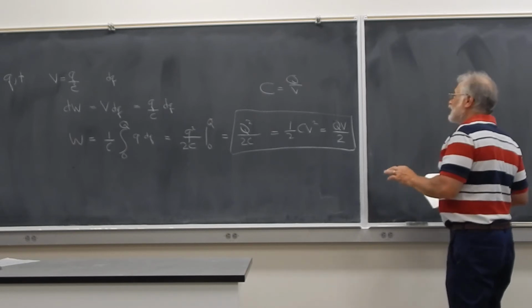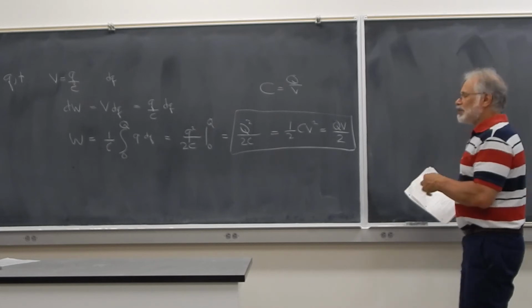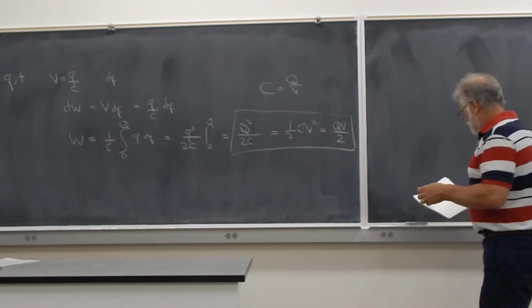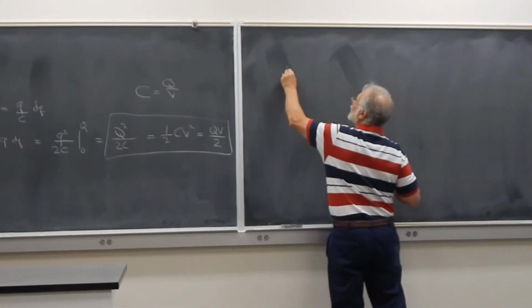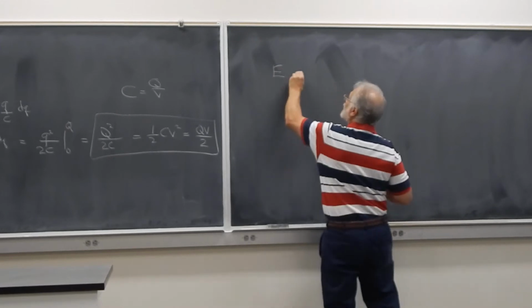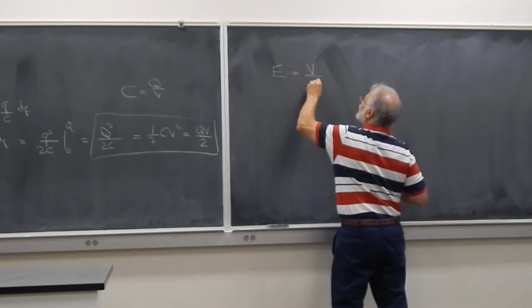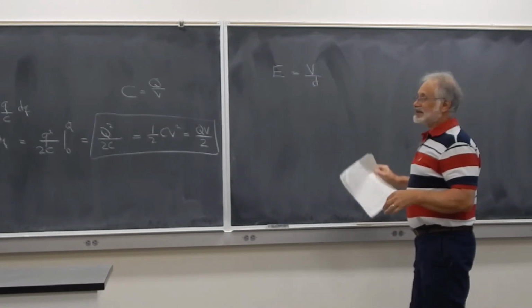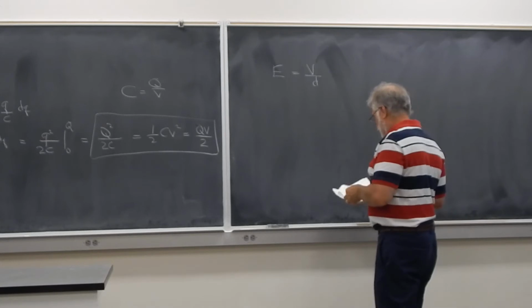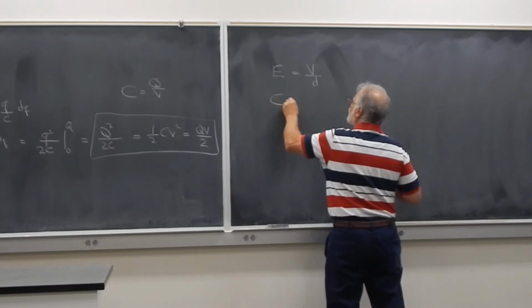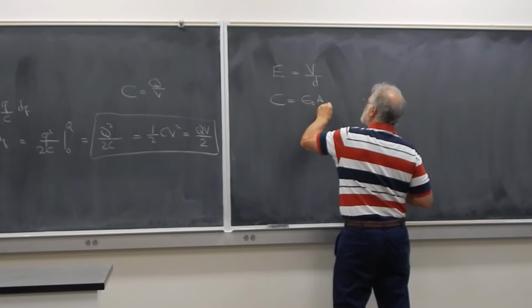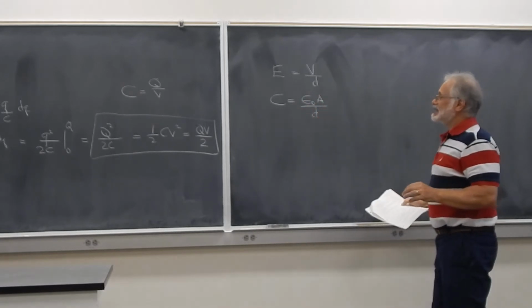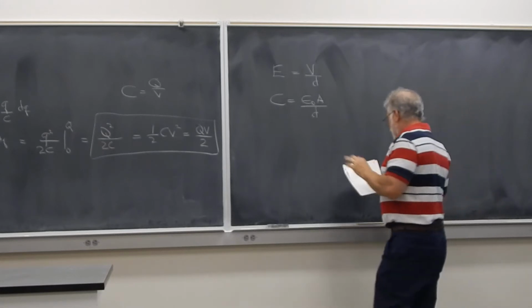We can also look at it this way. There's probably a more far-reaching expression for the energy stored in the capacitor, and we can arrive at it this way. Take a parallel plate capacitor. That's the simplest example. I can write the electric field between the plates of the capacitor as the voltage divided by the distance between the plates. I know the capacitance of the capacitor is epsilon naught A over d, where A is the area of the plates and d is the distance between the plates. I can put this together.